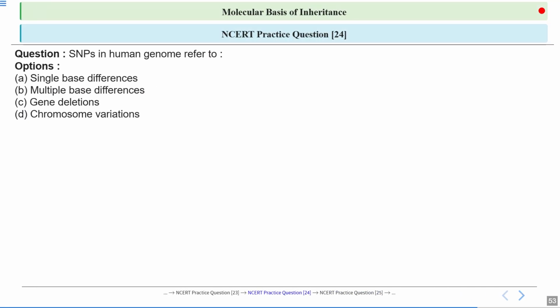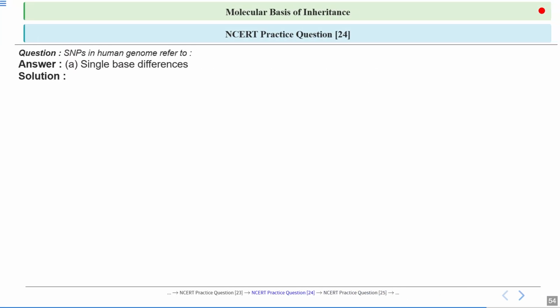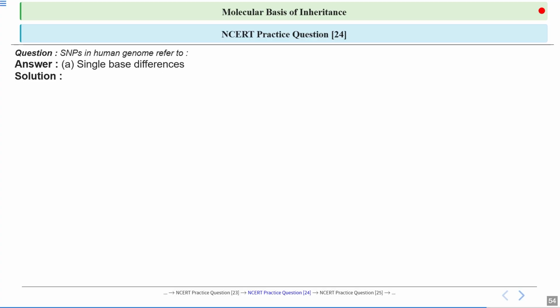Next question, SNPs in human genome refers to. Okay. Options are single base differences, multiple base differences, gene deletions, or chromosome variations. What is the correct answer? So let's have a look at the answer. Option number A is the correct answer.